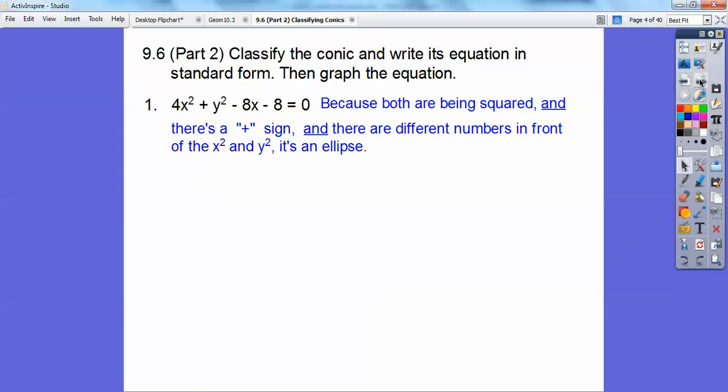Now if it was a minus sign right there, then it would automatically be a hyperbola. I wouldn't care about the numbers in front. If they're both being squared, and it was a minus, it would be a hyperbola. And I have an example of one of those also. So here's an ellipse.